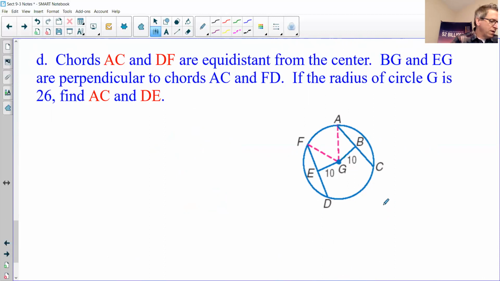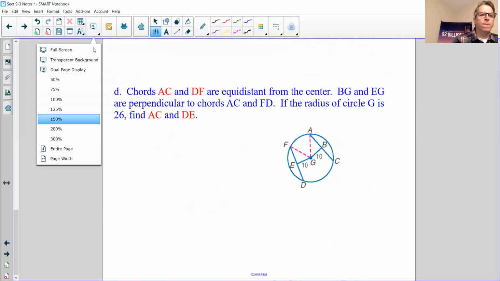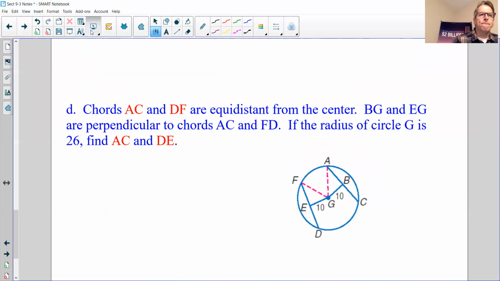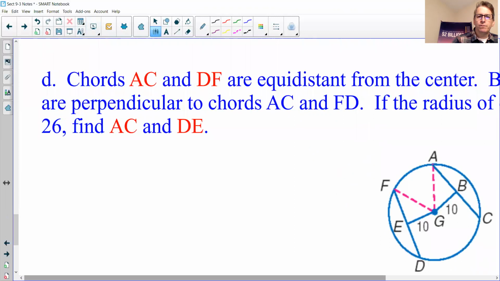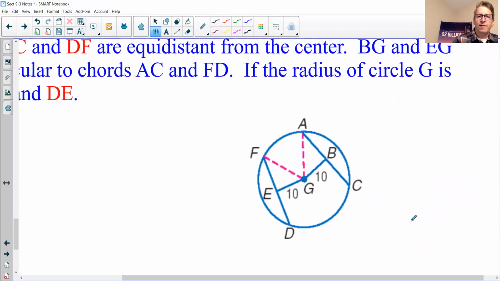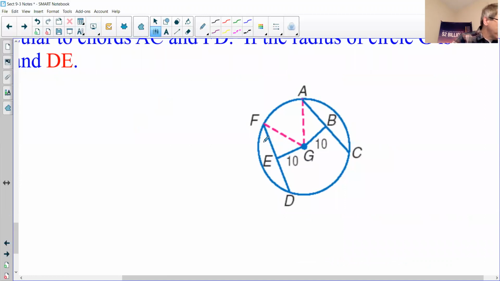Okay, so if the radius of circle G is 26, let me see if I can make this a little bit larger here. Oh, wrong way. All right, so maybe we can see a little bit better.